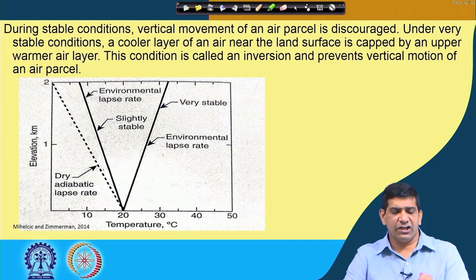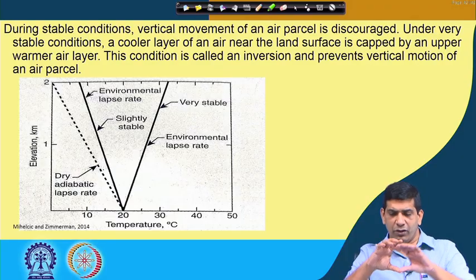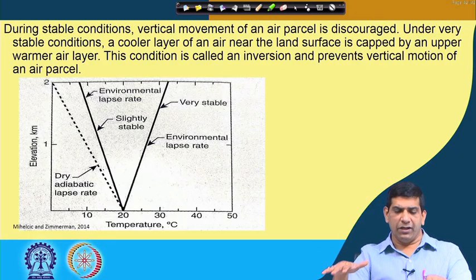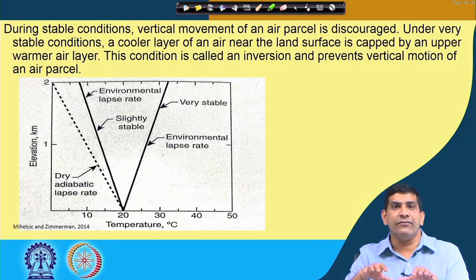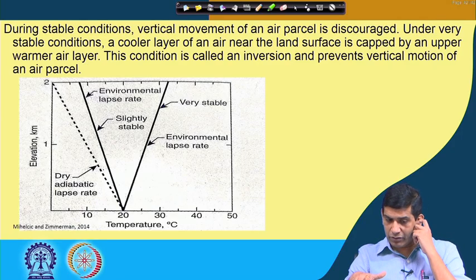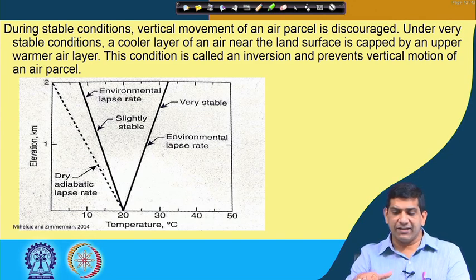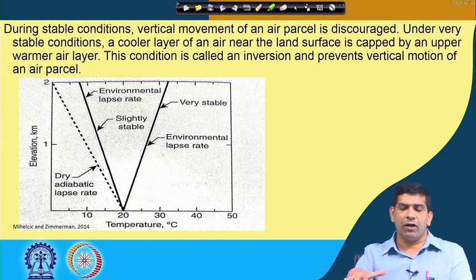Under very stable conditions, a cooler layer of air near the land surface is capped by an upper warmer air layer. So you have a cooler layer, and on top you have a warmer layer. This condition is called an inversion.